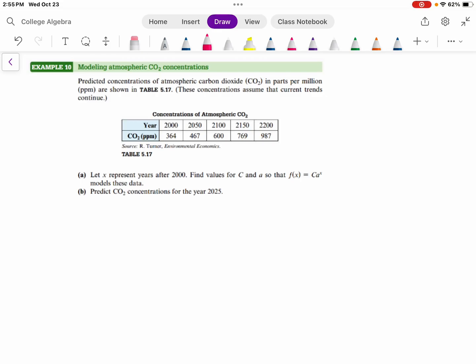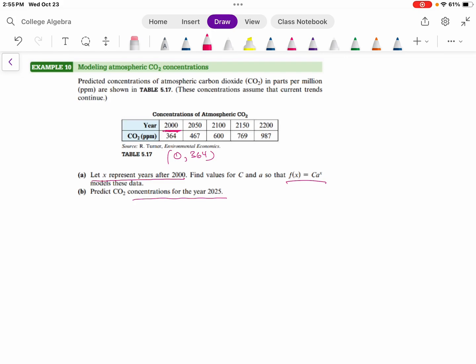This problem, they asked us to create the equation based on a table and then predict the CO2 concentration for the year 2025. So this is where we go back and say, it says let X represent the years after 2000. So 2000 is our starting point, so that's technically 0, 364. That's our initial ordered pair.